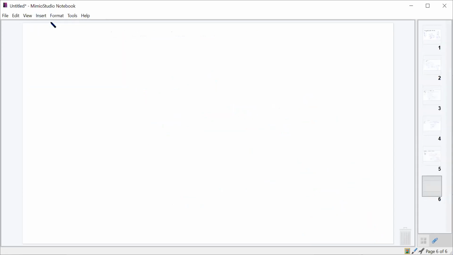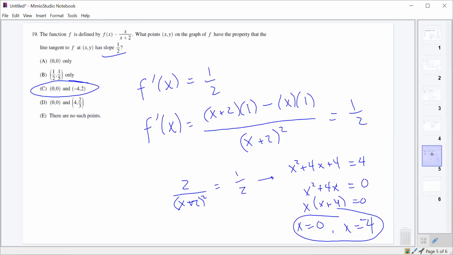How'd you go from the 2 over x plus 2 quantity squared to the quadratic equals 4? Cross multiplied. So 2 times 2 gives me my 4, and then x plus 2 squared, which is x squared plus 4x plus 4. Okay, thank you. Yep. Everybody good there? Everyone's good now? All right, cool.